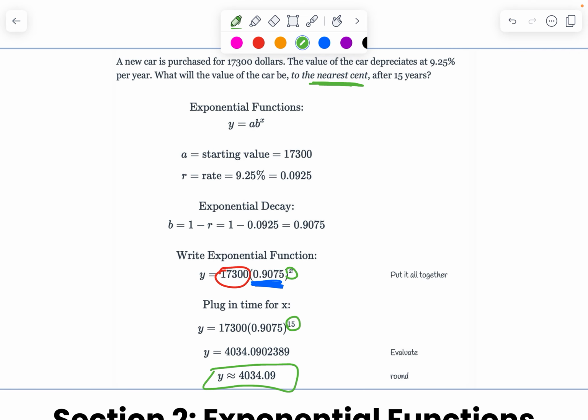Bada bing, bada boom. This is the first section where you have 10 problems. I'm going to make a separate video for the second section, but setting up the first section like this will help you be successful.